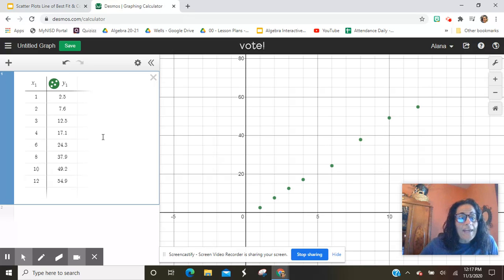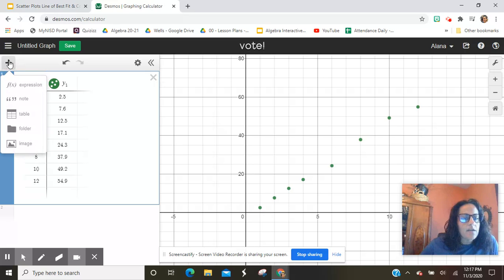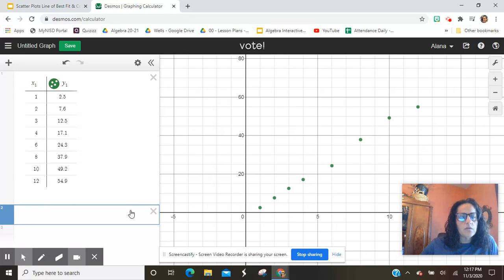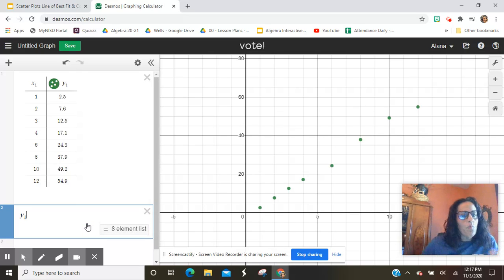So from here, we need to get the correlation coefficient and also write the equation for the line of best fit. So what I'm going to do is add another item, and I'm actually going to add an expression. So this is a part that we have to remember that's a little bit tricky. If you notice, our columns are labeled X1 and Y1. So we're going to start with Y1. So we're going to type Y and then 1.